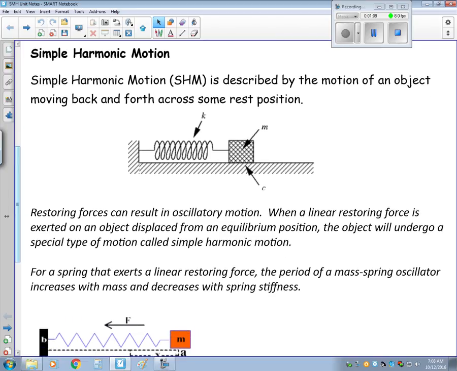As an example here, imagine we have a box attached to a spring on a frictionless surface, and we pull this box and then release it. This box will then oscillate back and forth across some initial position. Since we're not including friction, this would oscillate, theoretically, forever. So that is simple harmonic motion: something moving back and forth across some equilibrium position, just oscillating back and forth.